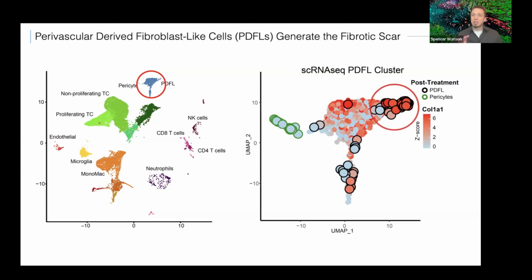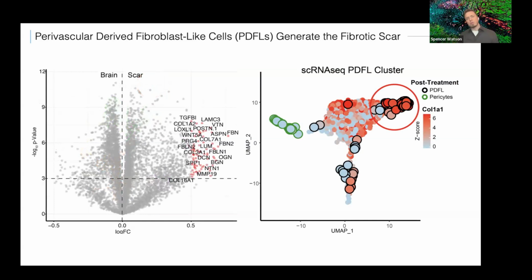And especially this cluster of PDFLs on the right had very high expression of collagen 1 and fibronectin and all these ECM-related genes. And they were also uniquely associated with the post-treatment samples. So we didn't see this phenotype in the pre-treatment samples. And so using the proteomic data to create a gene signature for specifically fibrosis, we could see that this PDFL cluster had the highest unique expression of this gene signature.